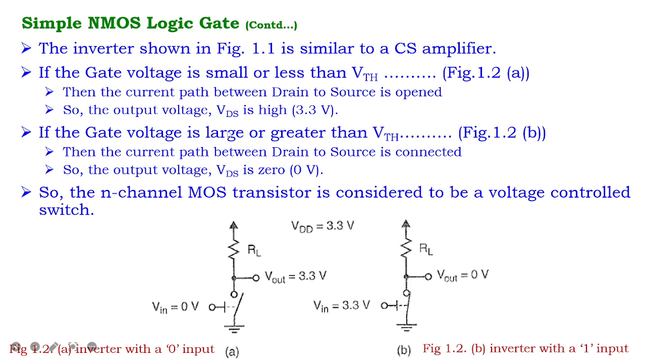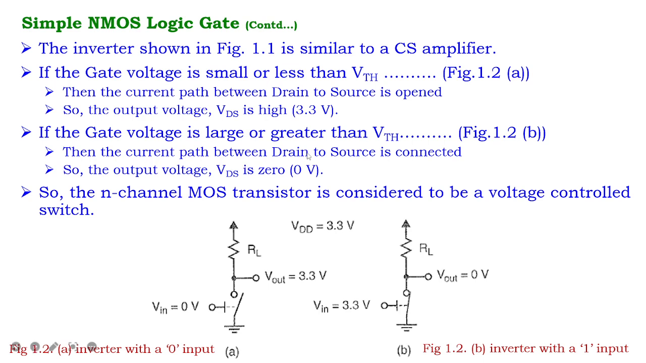If the gate voltage is small, let's take the example in figure 1.2a, where the input is 0, and derive the output voltage. When input is equal to 0 in figure A, the current path between drain and source is open. There is no path between the drain and source, and the current is 0. So the output voltage is VDS, which is a high voltage. So the output is now at a high level.